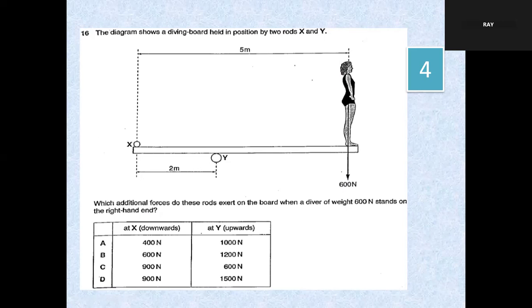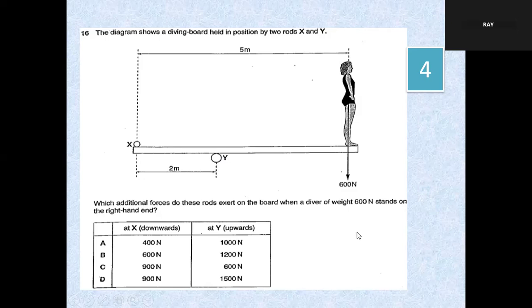Where is the direction of the force at X? It's downwards, right? This lady is standing here, so this normal force is pushing up on X, so X is pushing downwards. That's why you have downwards. Then Y: the diving board is bearing on Y, that's why Y is pushing upwards.